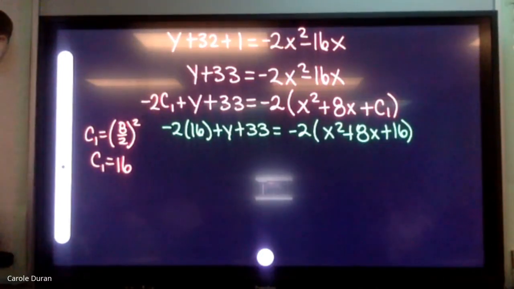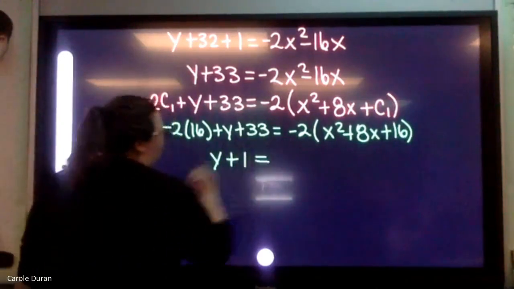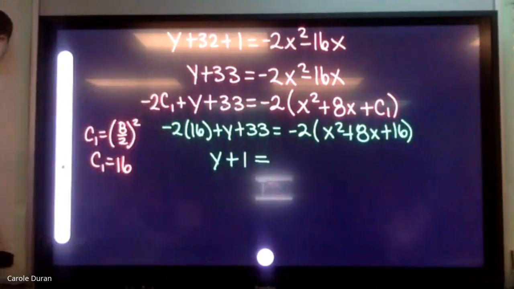Brandon, what does it look like we're going to do next? I'm guessing do negative 2 times 16. Okay, what is negative 2 times 16? Negative 32. And what am I going to do with that negative 32? Add it to 33. Awesome. What's negative 32 plus 33? 1. So that left-hand side becomes y plus 1. Good job. Any questions on that side? No.